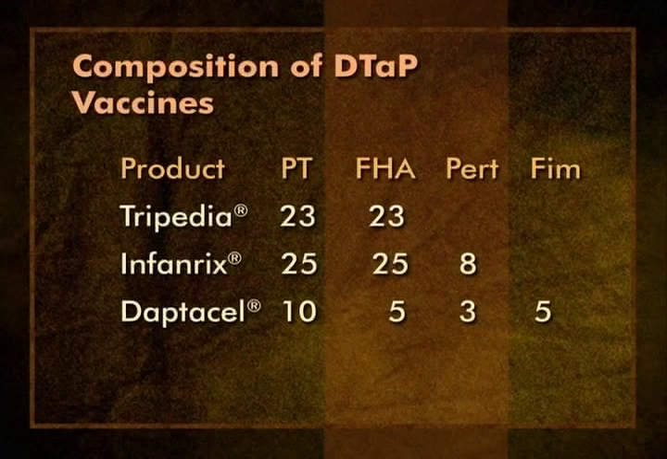Tripedia contains two components, pertussis toxin, or PT, and filamentous hemagglutinin, or FHA, in equal amounts. Infanrix contains three antigens, mostly PT and FHA, and a small amount of pertactin. Daptacel contains less PT, FHA, and pertactin than the other two vaccines, but contains an additional antigen called the fimbriae antigen.